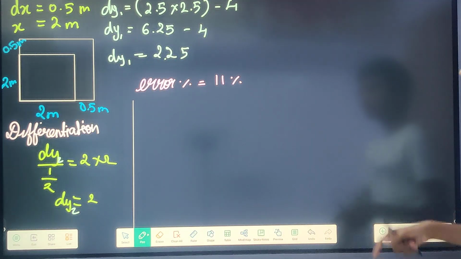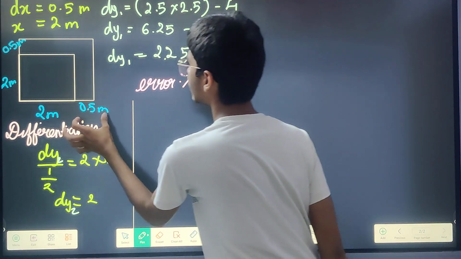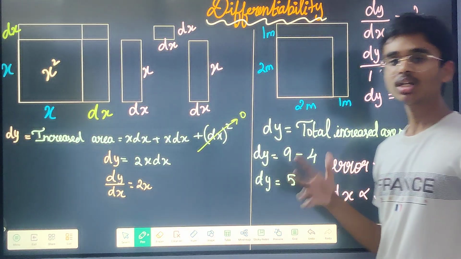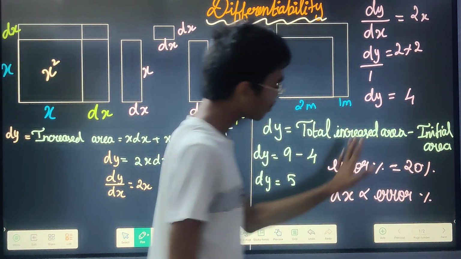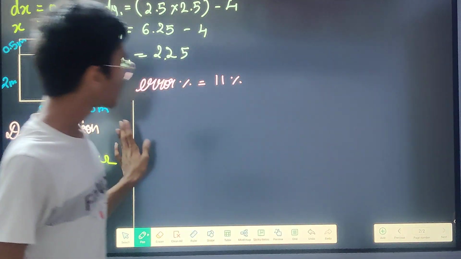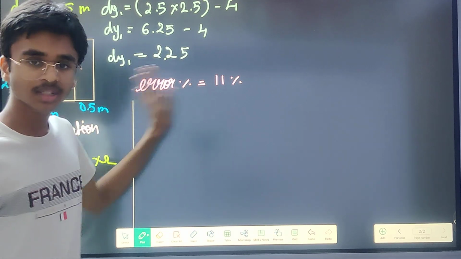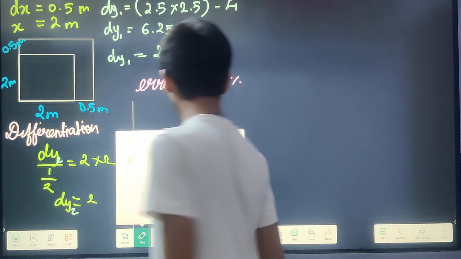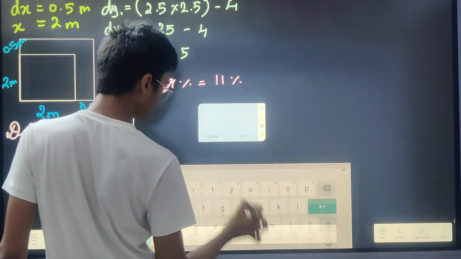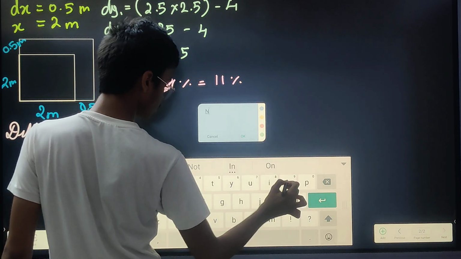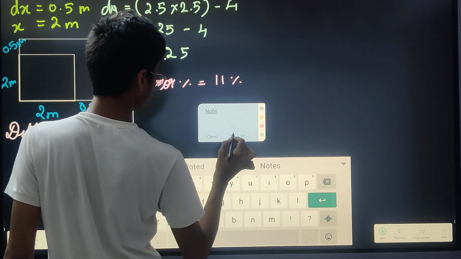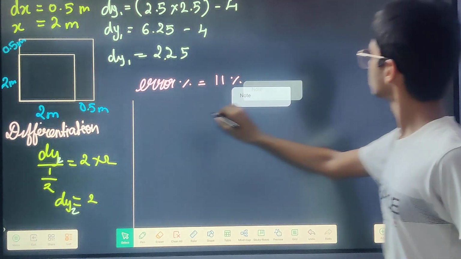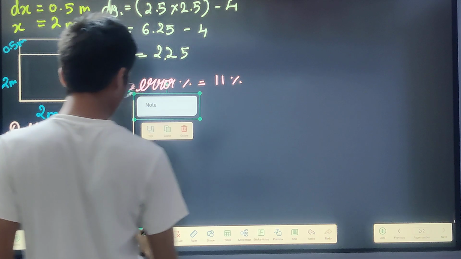Okay, you can see that since I've reduced the length of dx, the error percentage has also reduced. Comparatively, when you are comparing here, in this case the error percentage has reduced because of the decrease in the length of dx. Okay, so note this one point.